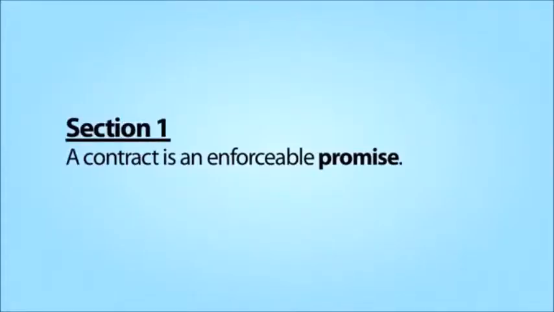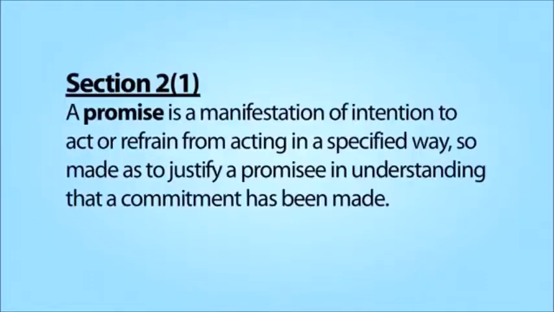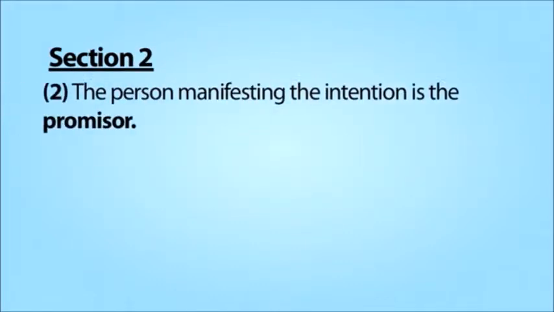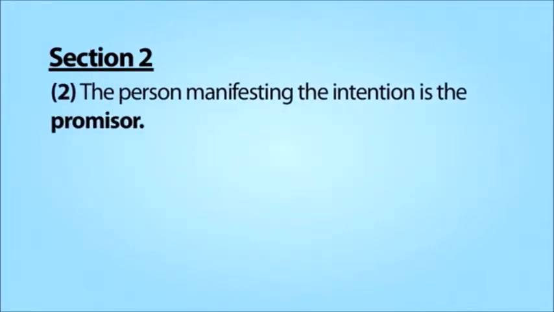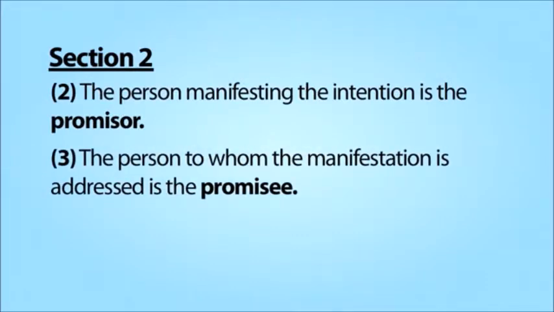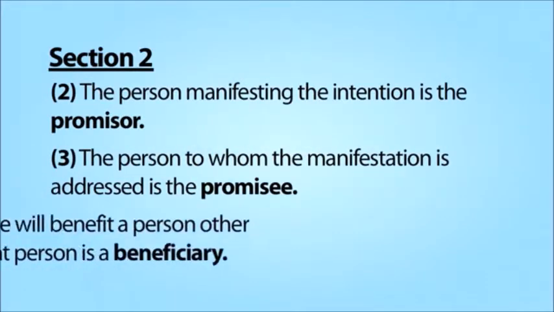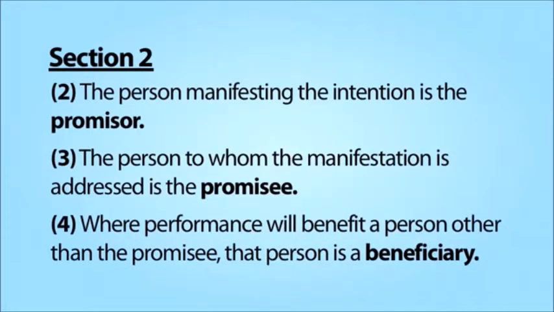Section 1 says in effect that a contract is a legally enforceable promise. What is a promise? Let's look at Section 2 for the answer. In Section 2, subsection 1, the restatement provides us with a definition of promise. Note that subsections 2 through 4 of Section 2 basically provide us with some vocabulary words. Promisor is the one making the promise. Promisee is the one to whom the promise is made. And a beneficiary is one who is not a party to the agreement, but stands to benefit from it.